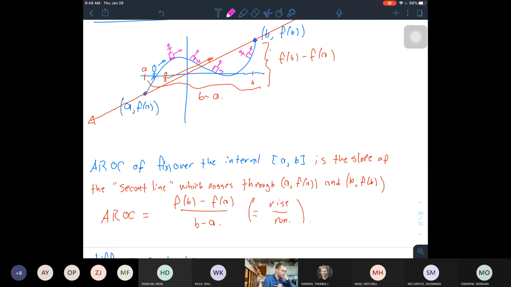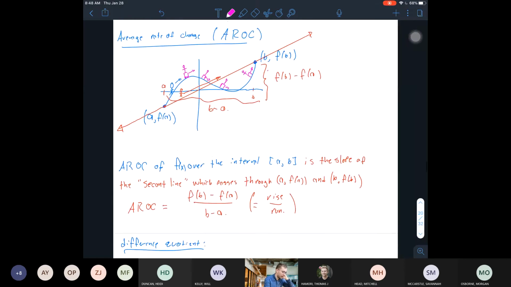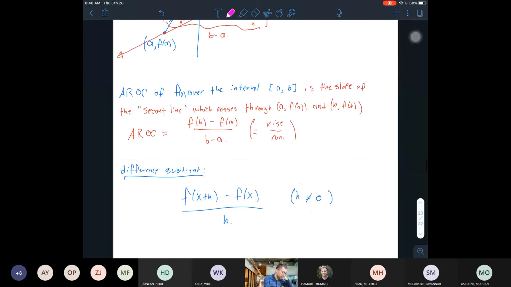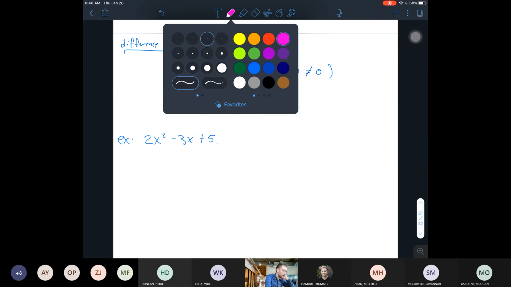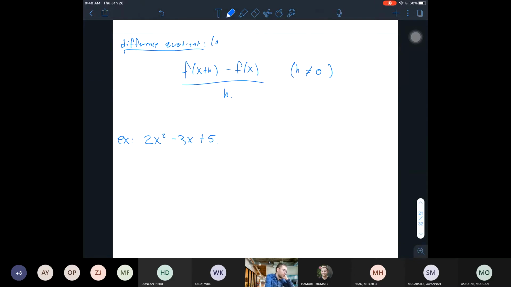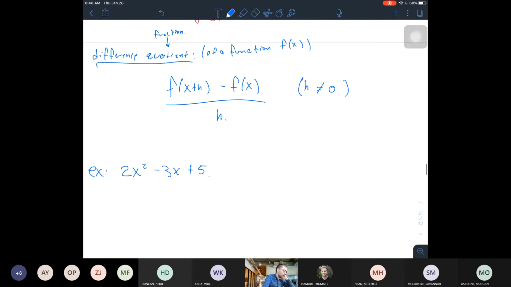Okay, so that's where we left off last time. So now we're going to talk about some new stuff. So we'll talk really quickly about difference quotients. A difference quotient of a function f of x is a fraction. That's why we use the word quotient. And it's the following fraction. It's the fraction where we plug in f of x plus h, and we subtract f of x, and then we divide by h. Okay, this is what a difference quotient is.